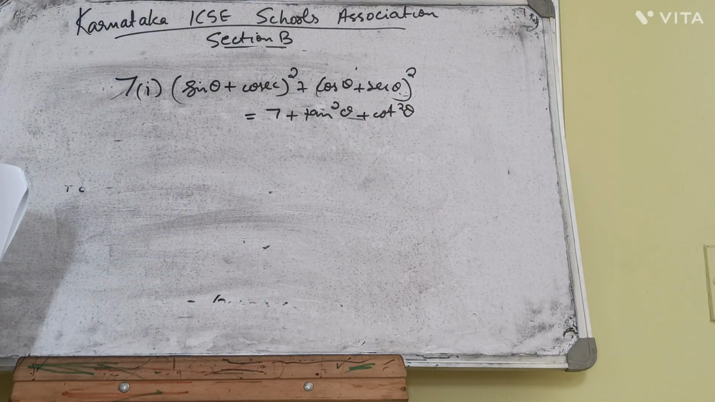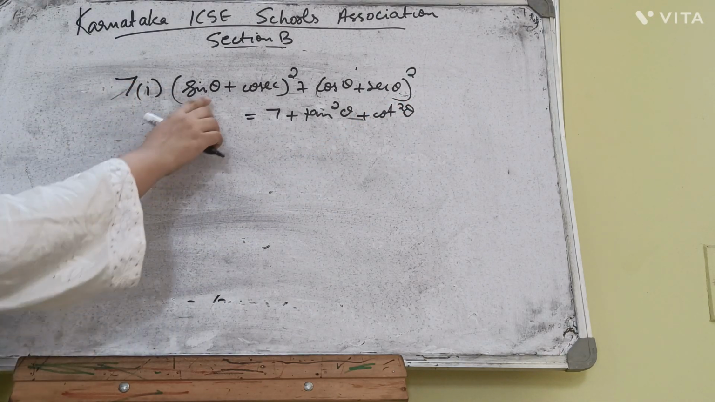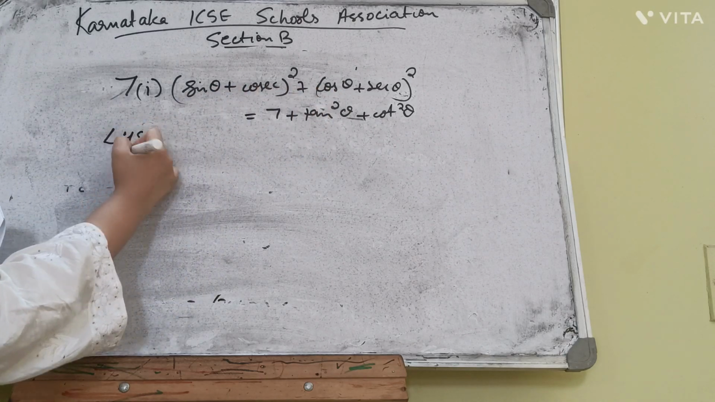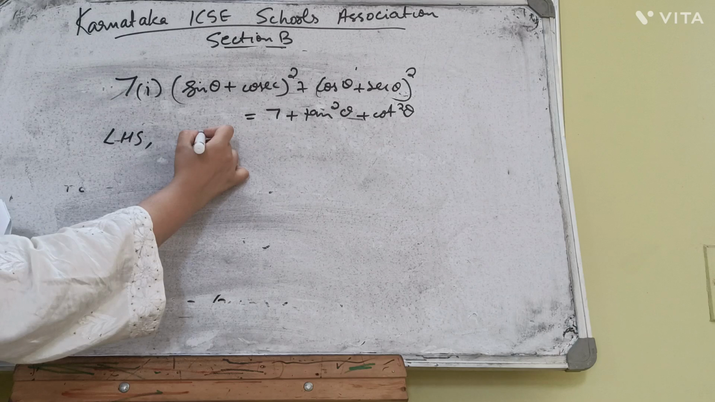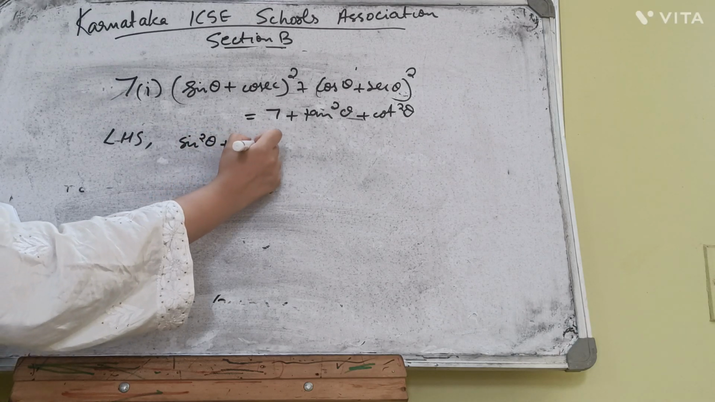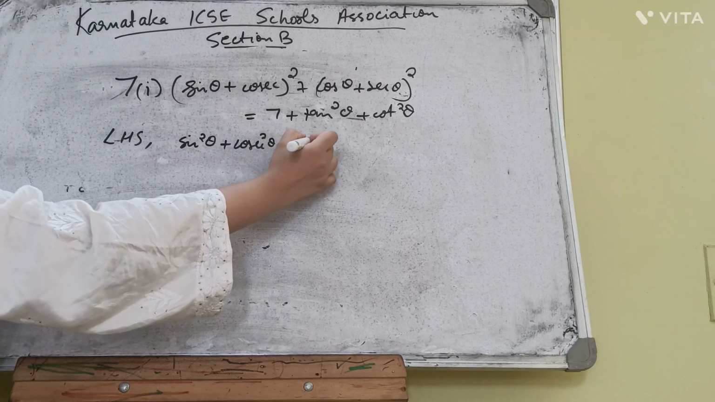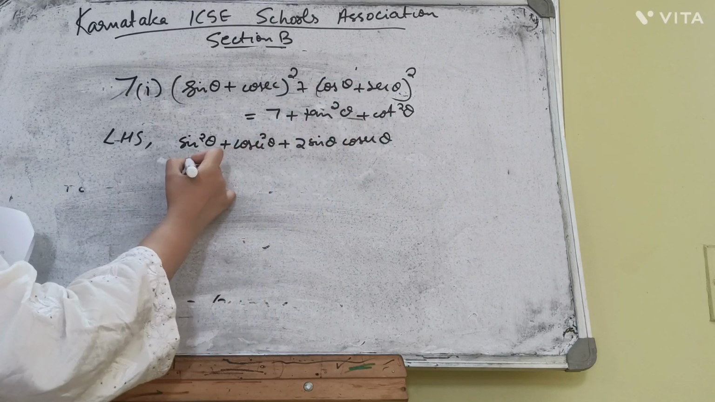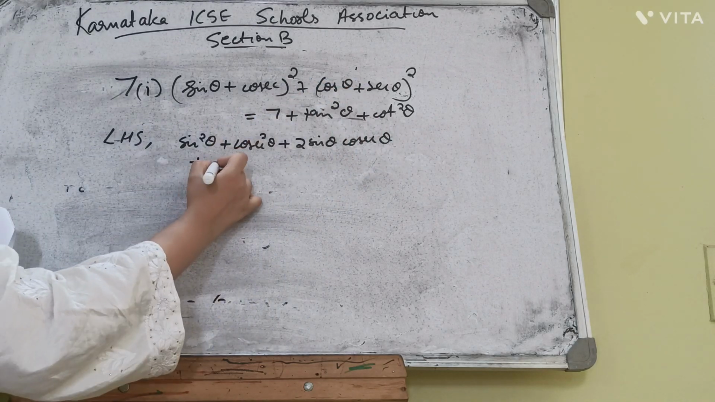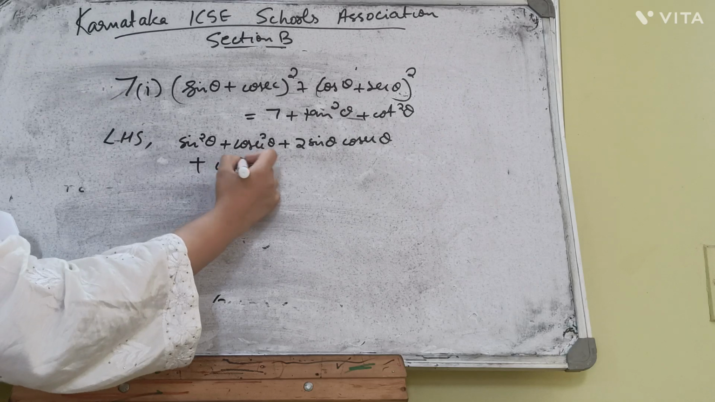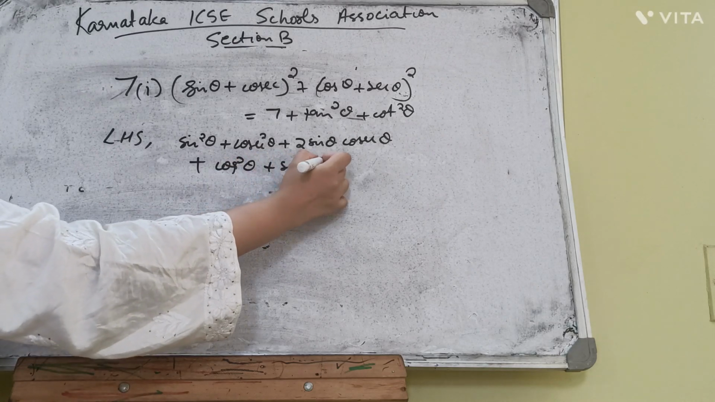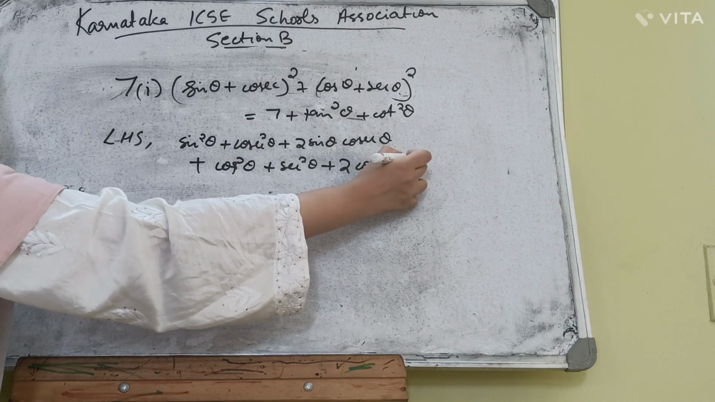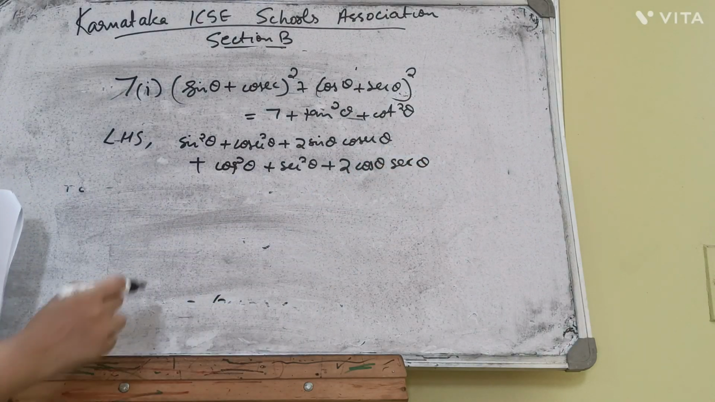So this is the question given. We will be using the LHS and we'll use identities to expand this part. So using LHS, on expansion we get sine square theta plus cosecant square theta plus 2 sine theta cosecant theta, plus, expanding this as well, cos square theta plus secant square theta plus 2 into cos theta secant theta.